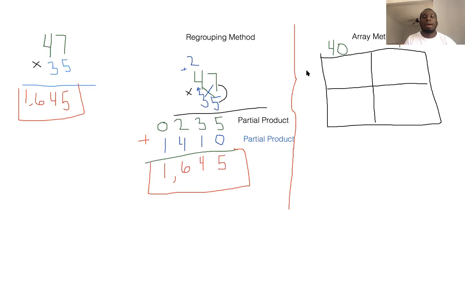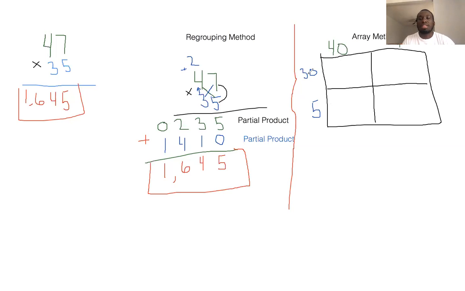And I'm going to do the same for my other 2-digit number. I'm going to put my tens first. I have 3 tens. That represents 30. And I have 5 ones, and I'm going to put 5. And the next thing I'm going to do is solve this problem. I'm going to multiply and put each product in a box.